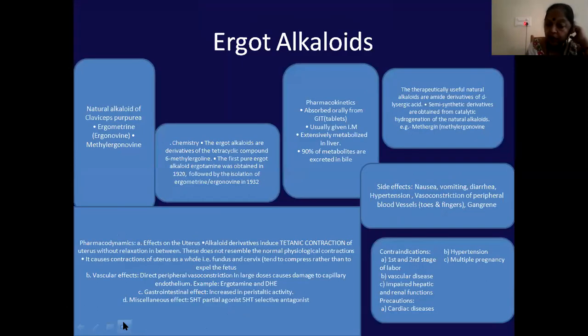For ergot alkaloids like methergine, you should know the indications, pharmacokinetics, chemistry, and side effects. Ergometrine should never be used in hypertension and heart disease. Inadvertent use has sometimes led to gangrene of the toes. It is contraindicated in vascular disease, cardiac disease, and hypertension. Whenever you give methergine or oxytocin, always palpate after the delivery of the first baby to check whether there is a second baby, as in multiple pregnancies.